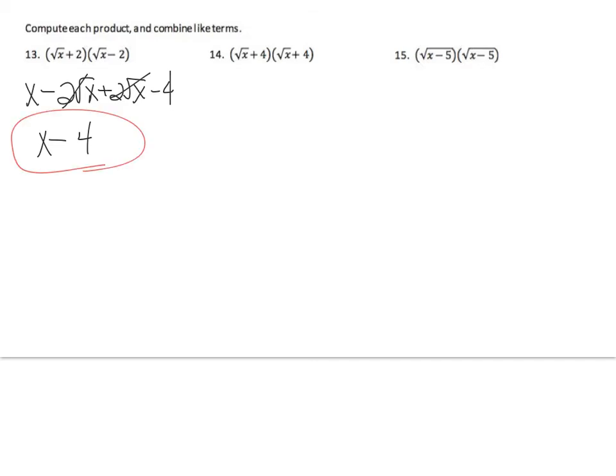Okay, square both these. Square root of x times square root of x is x, plus 4 square roots of x plus 4 square roots of x plus 16. Simplify. Oops. Well, let's rewrite that.